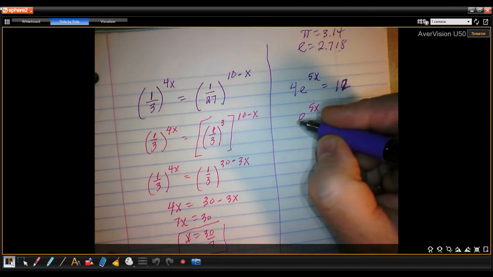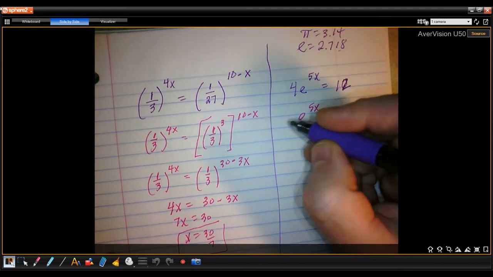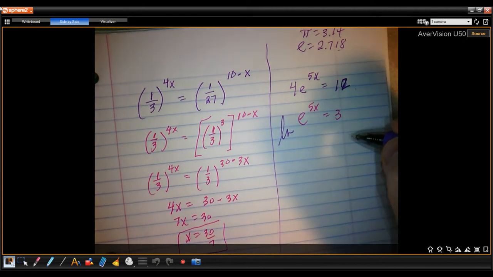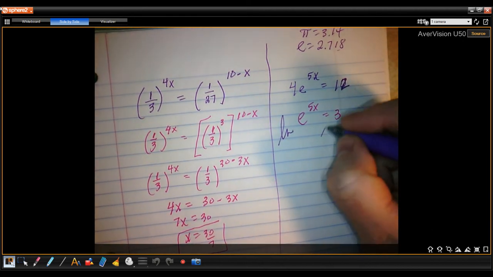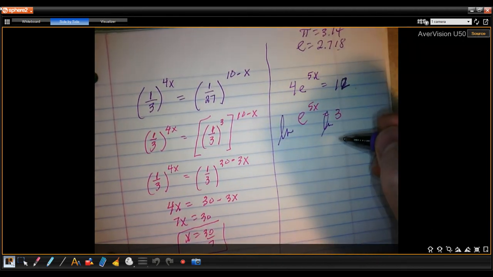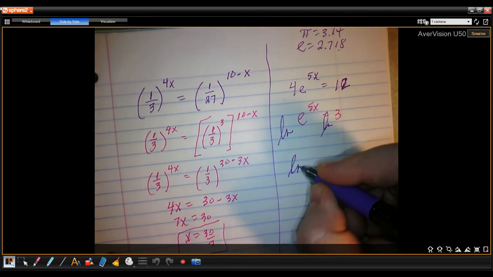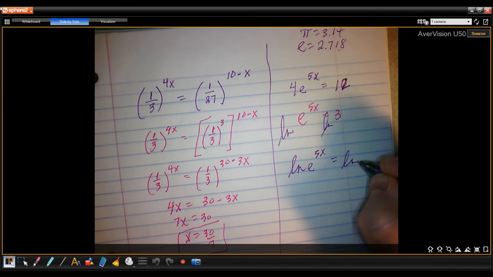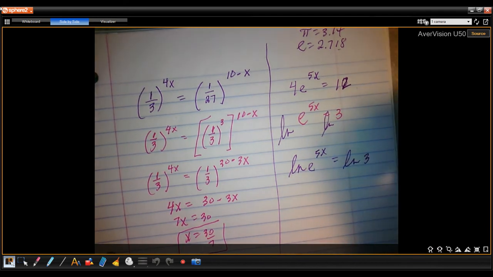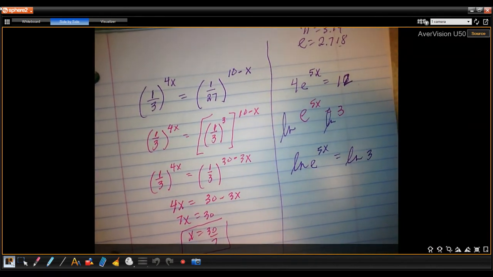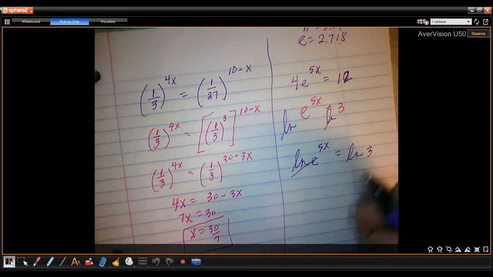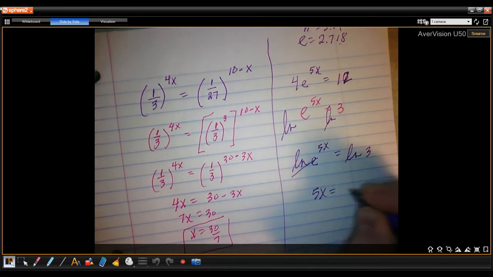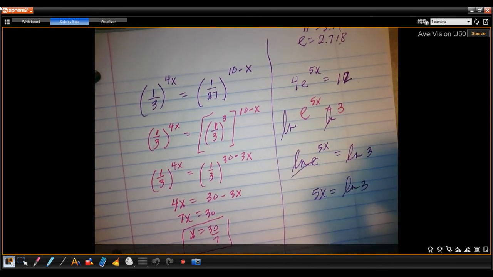So what you do here, how do you cancel out e? Well, natural log will cancel out e. So if you do it on one side, you do it on the other side. So that's what I was doing in the notes. I was taking the natural log on both sides. Well, the natural log of e is 1. So this cancels, and you're left with 5x equals natural log of 3.